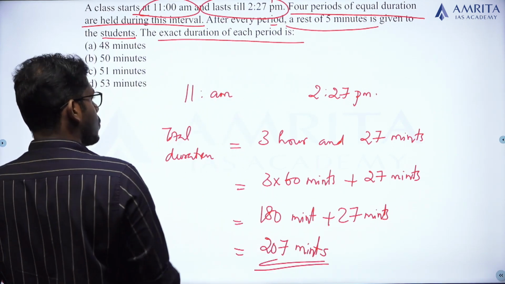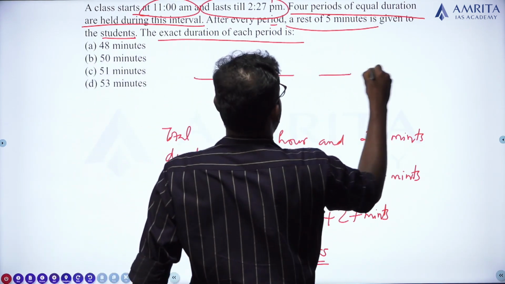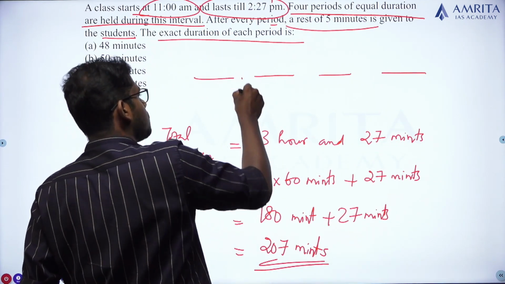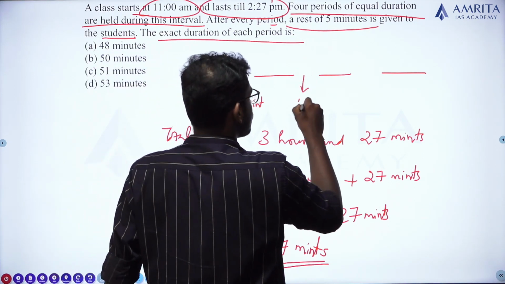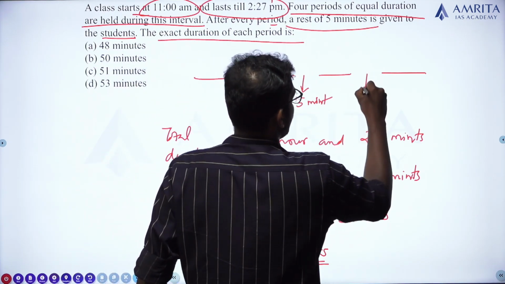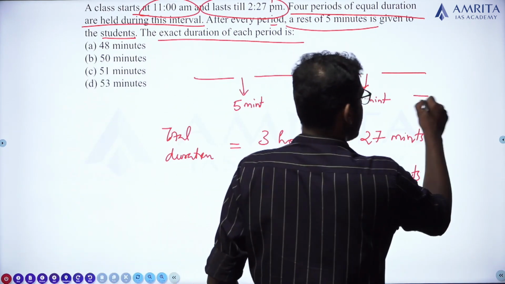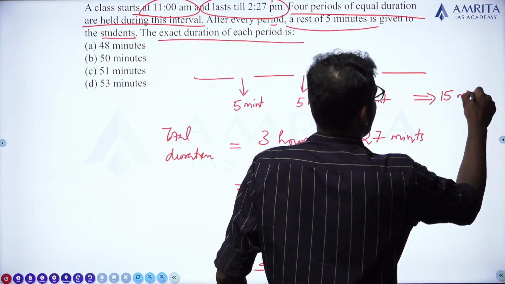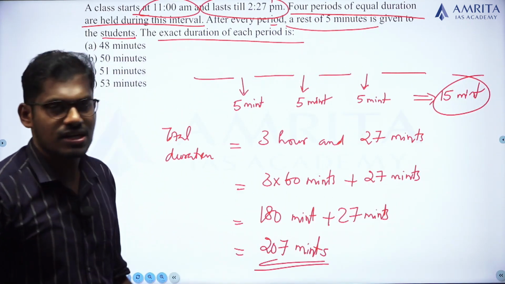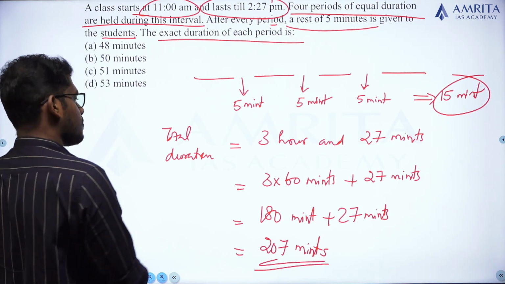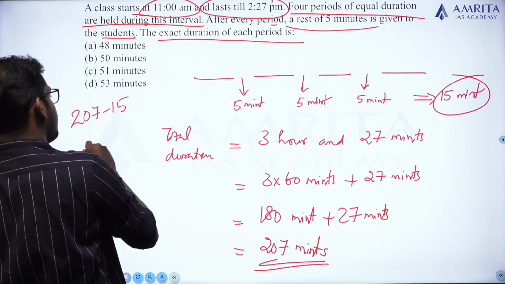But it also says that it consists of 4 periods, and in between each period there is a break of 5 minutes. Here also a 5-minute break. Here also a 5-minute break. Clear? So in total there is a break of 15 minutes. So this 15-minute break has to be subtracted from the total 207 minutes. Clear? Okay. So 207 minutes minus 15 will be equal to what?